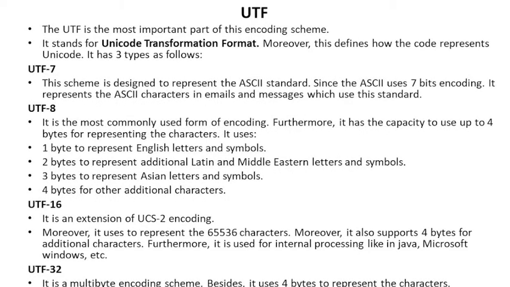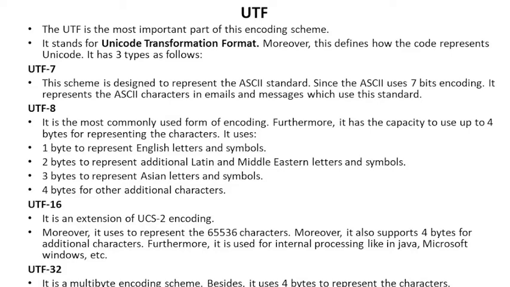Next heading is UTF. The UTF is the most important part of this encoding system. It stands for Unicode Transformation Format. Moreover, it defines how the code represents Unicode. It has types as follows: UTF-7, UTF-8, UTF-16 and also UTF-32. UTF-7 is designed to represent the ASCII standard. Since ASCII uses 7-bit encoding, it represents the ASCII characters in email and messages which use this standard.